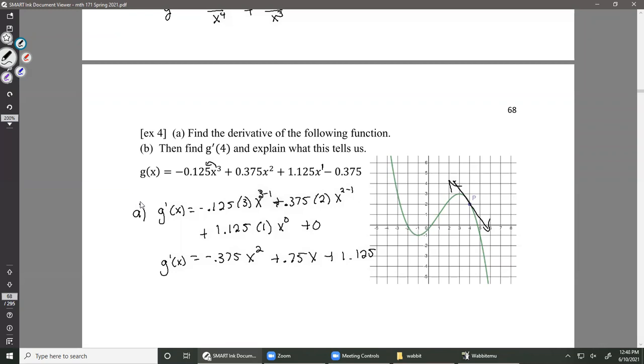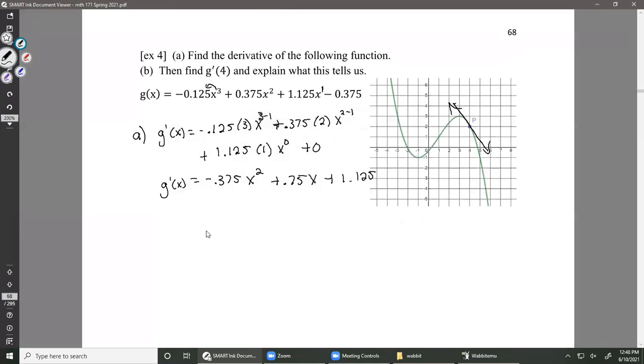On a test, that's about as much work as I'd expect you guys to show. If you show more, I'm happy grading it. If you show less, that's fine too. There's not a lot of work you can show with derivatives. All right, so that's A. Part B says, find g prime of 4 and explain what this tells us.